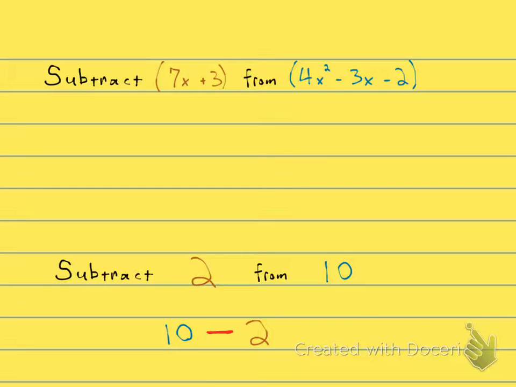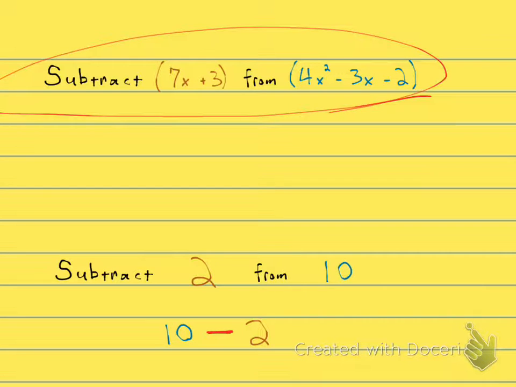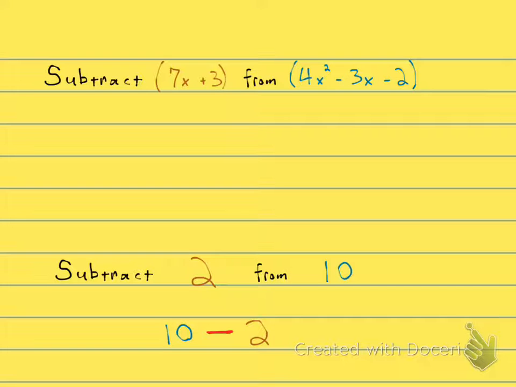Let's apply the same thing to this problem up here. We are going to subtract something. We are subtracting a binomial. Here's my subtraction sign. Now it's telling us that we are subtracting 7x plus 3. So I'm going to subtract 7x plus 3, and I'm going to subtract it from this trinomial that's here in blue: 4x squared minus 3x minus 2. Without setting this up correctly, there's no way you can get the right answer. But now it's set up correctly.